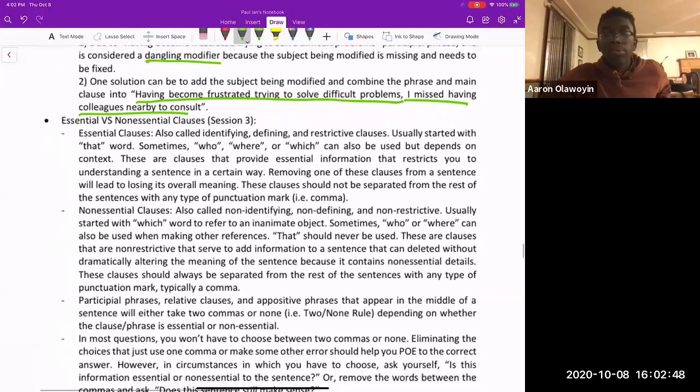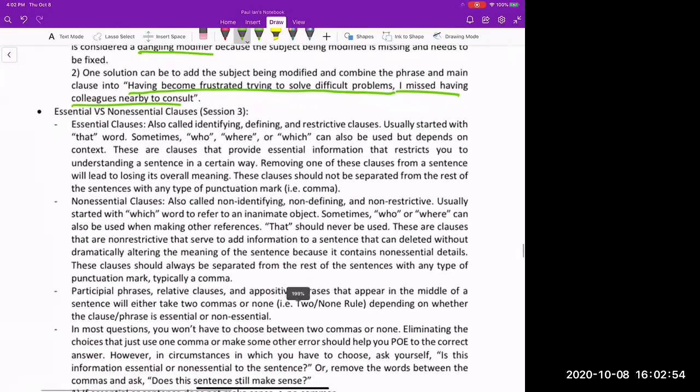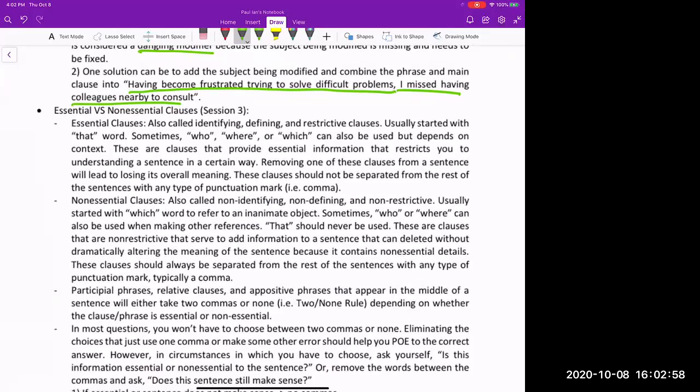Mm-hmm. Okay, all right, let's move on. Let me see if this is the last one. This is the last one. For participial phrases or modifiers, there's also a thing where you have to look at essential versus non-essential clauses. So let's look at what they are. Essential clauses, and I kind of introduced this. An essential clause is sometimes called identifying, defining, or restrictive clauses. That's what is synonymous with it. And when you're looking at this, it's the same with participial phrases.